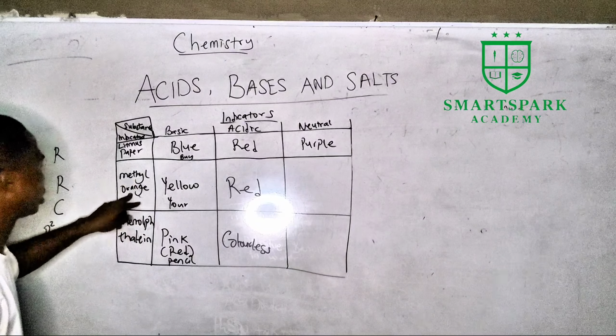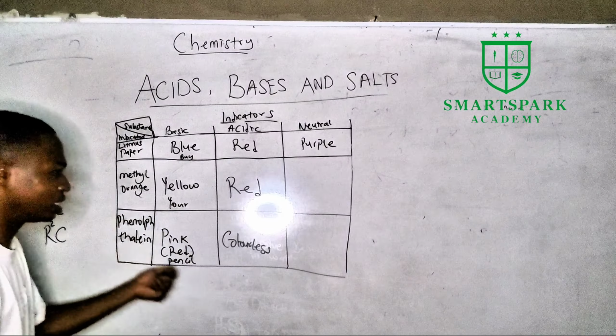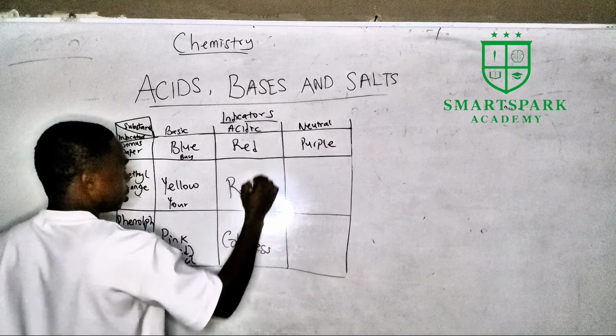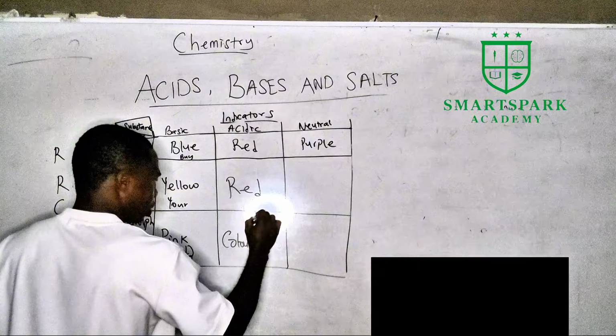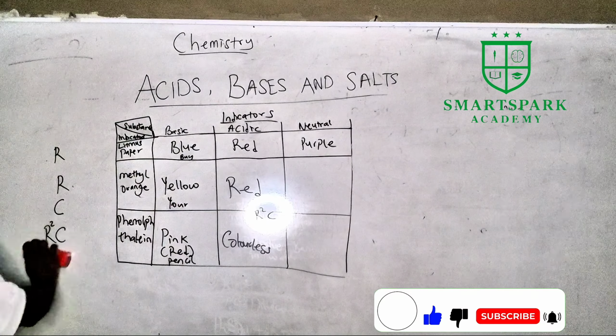In methyl orange, it will show what? A red color. In phenolphthalein, it will be what? Colorless. That's for this thing. So you can put R square C somewhere. R square C.